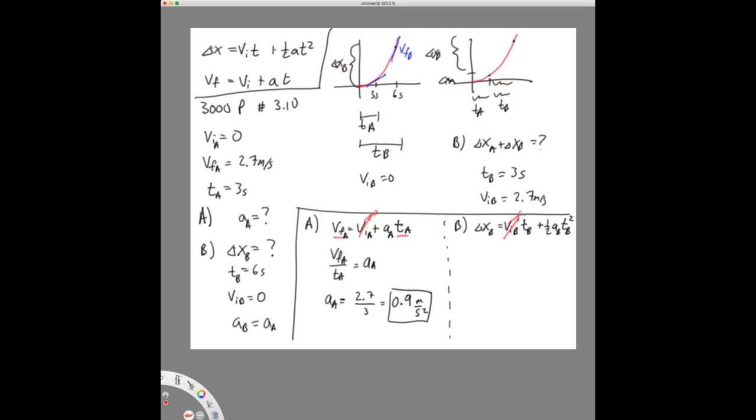I know it. I can cancel it because it's 0. Then I look, do I know AB? I do. Do I know TB? I do. Do I know 1/2? Yes. So can we solve it? Yes. So delta x B is equal to 1/2 times 0.9 times 6 squared.